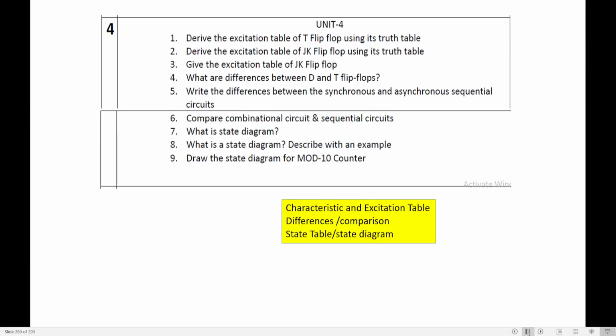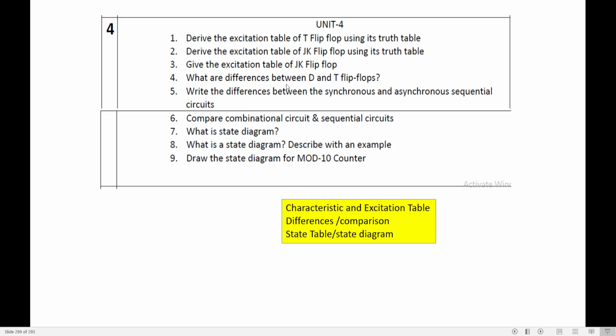Let us look into the most important questions or repeated topics or patterns of Unit 4. If you see this Unit 4, it is quite surprising for me. It's part A of Unit 4. Derive the excitation table of T flip-flop, excitation of JK flip-flop. This excitation table of JK is repeated twice. Give the excitation table of JK flip-flop.